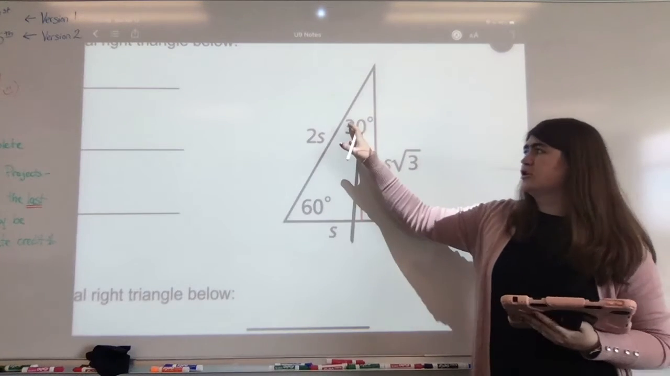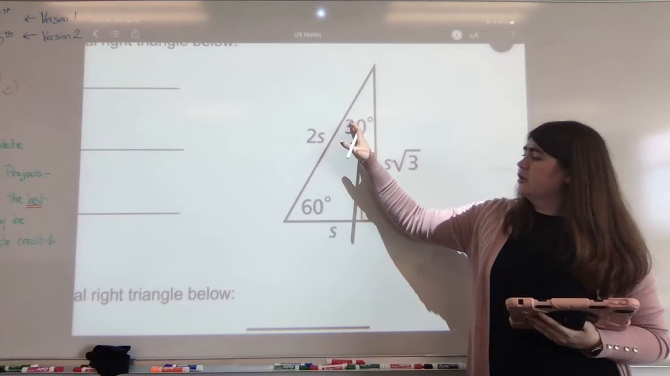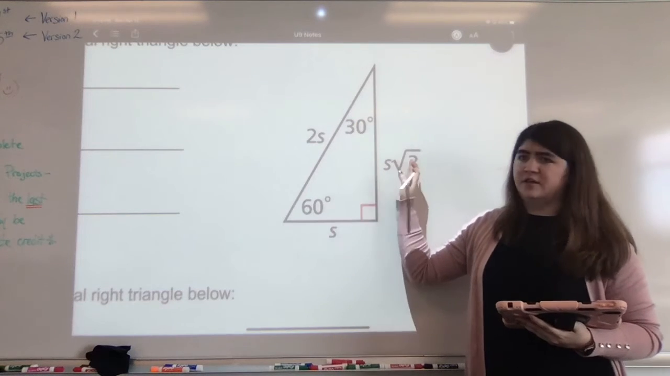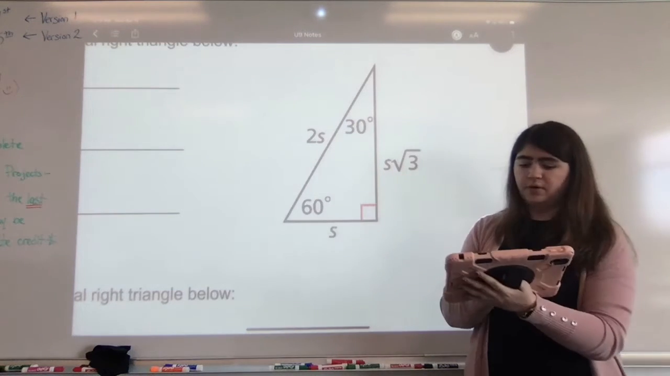Next, we have the tangent of 30. Tangent of 30 is going to be opposite over adjacent. So I have S over S square root of 3.